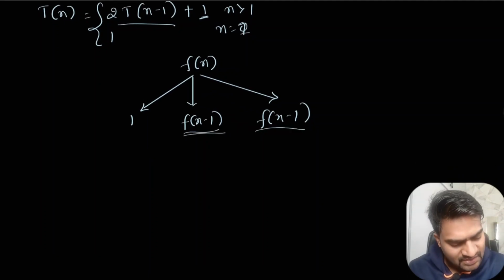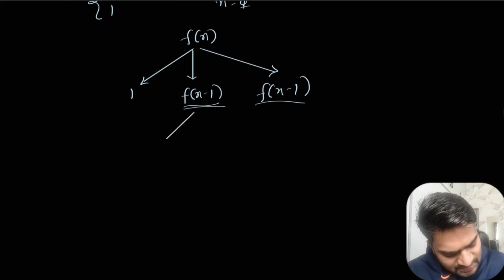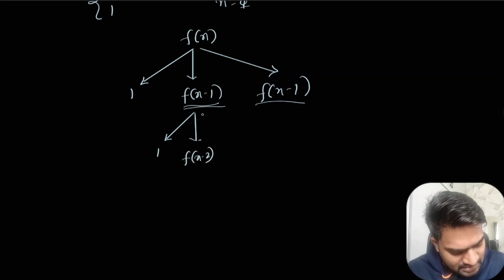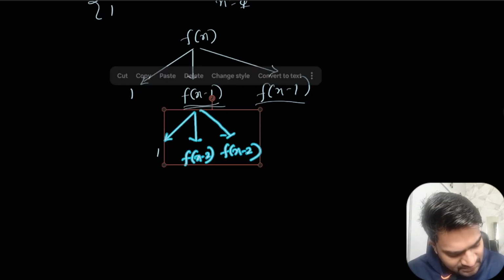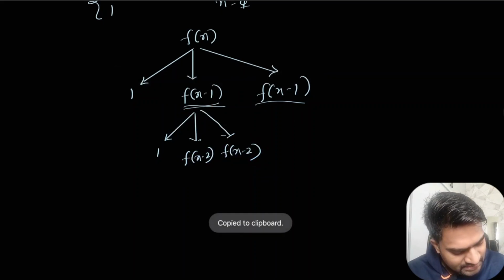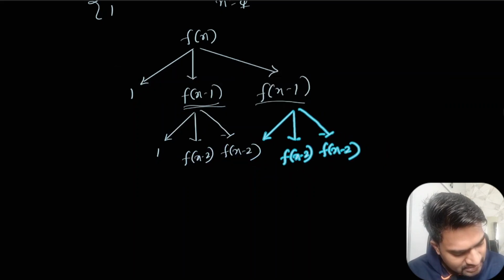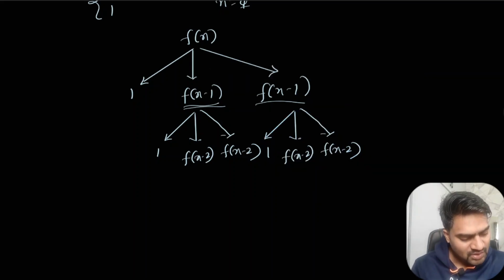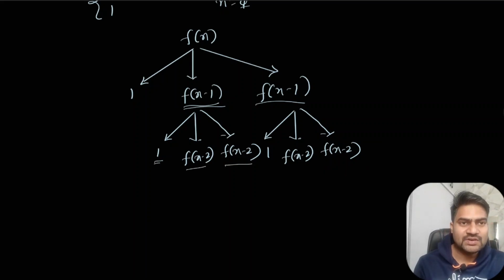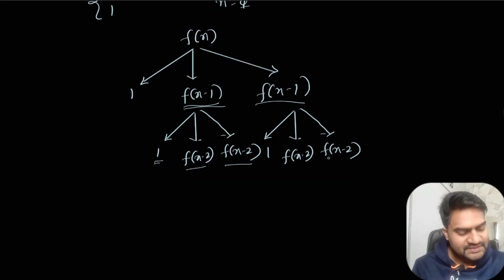Now what happens, again f of n minus 1, it will do 1 unit of work, then it will call f of n minus 2, then again one more f of n minus 2 call. Correct, right? Now, the same thing will be called here as well. So this is how the call will be made. There will be one unit of work, then two functions, f of n minus 2, f of n minus 2, like this. This is in the second iteration.